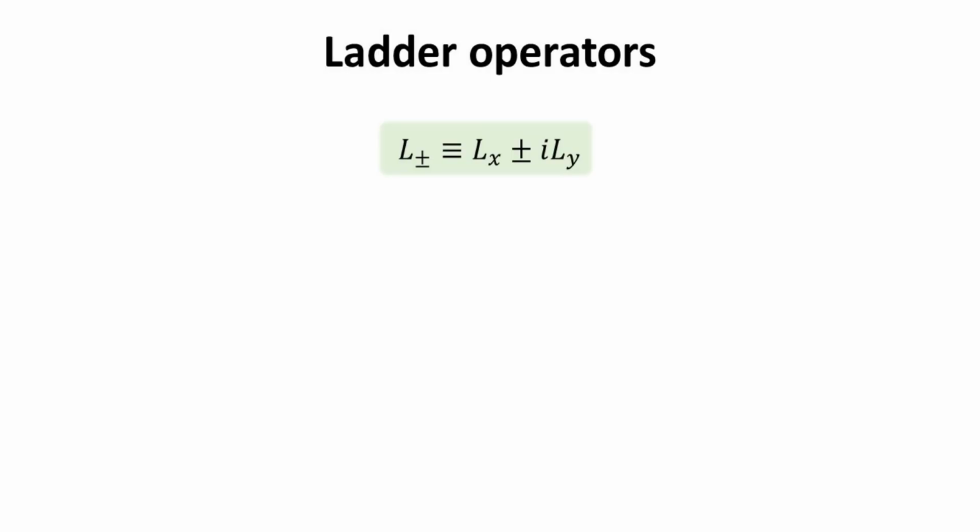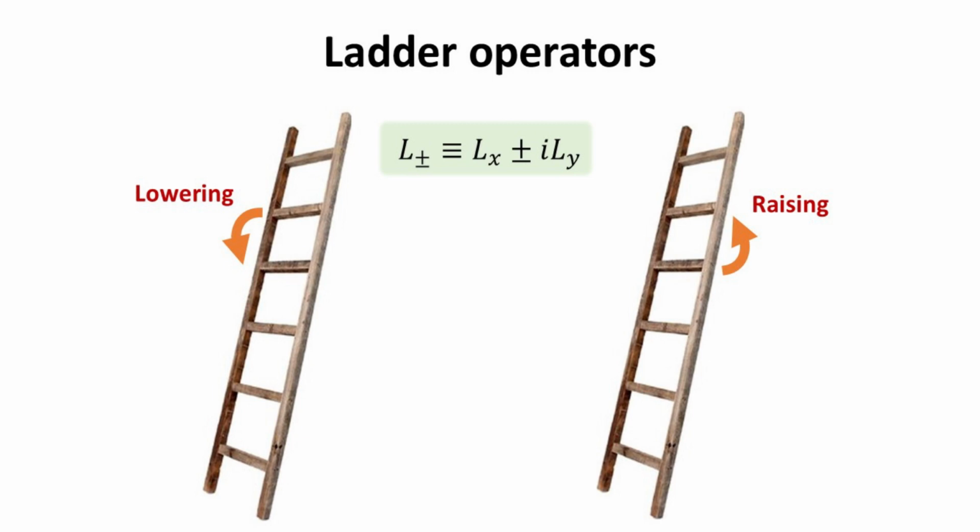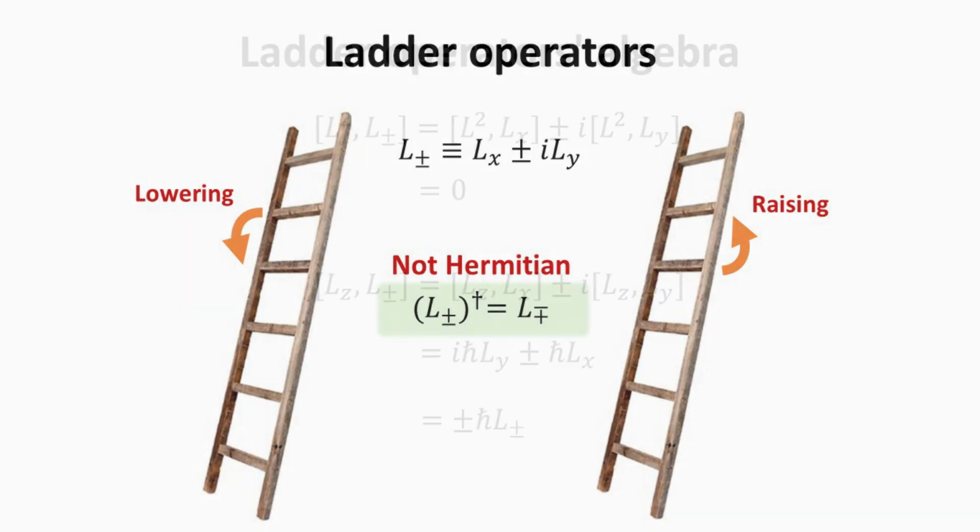First, let us introduce the so-called ladder operators, defined in terms of the other two angular momentum components Lx and Ly. L plus is called the raising operator, while L minus is the lowering operator. It will become apparent soon why they are given these names. It is easy to see that the adjoint of the raising operator gives us the lowering operator and vice versa. Thus, ladder operators are not Hermitian and are not physical observables. But these ladder operators prove to be very useful in quantum mechanics.